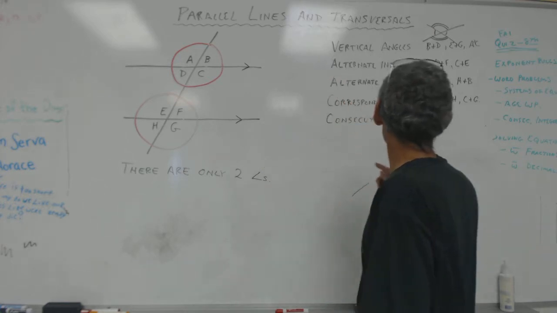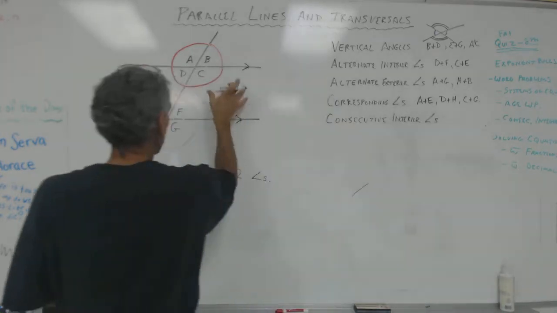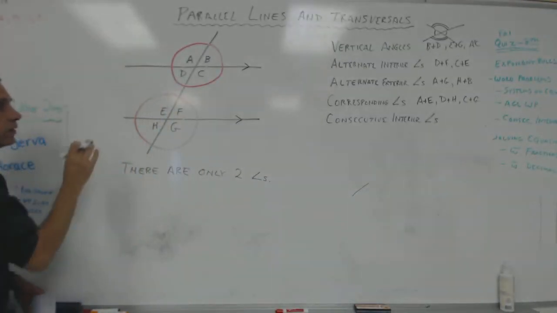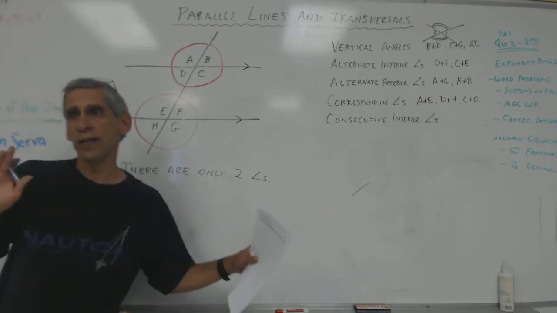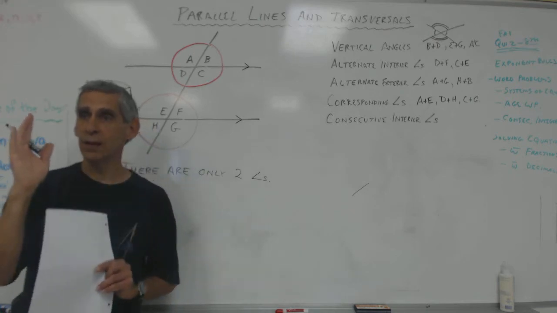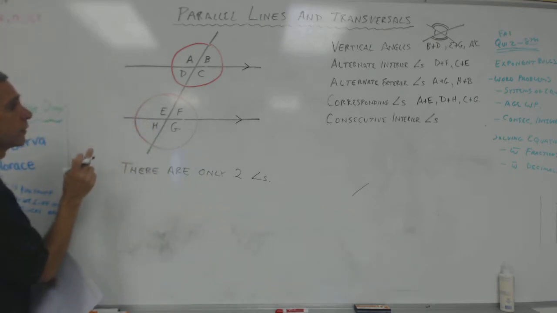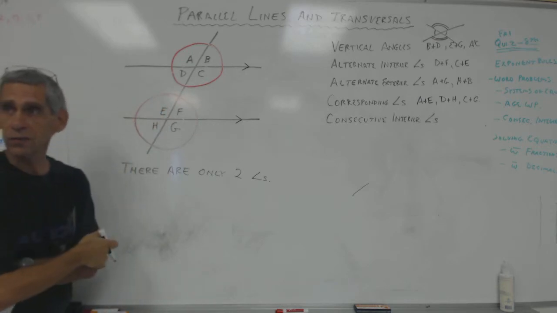Okay? And then our last one, our consecutive interior. Would you guys agree with me? Interior's in here, right? So consecutive means instead of alternating with the transversal line, they're going to stay on the same side of the transversal line. D and E are called consecutive interior angles.